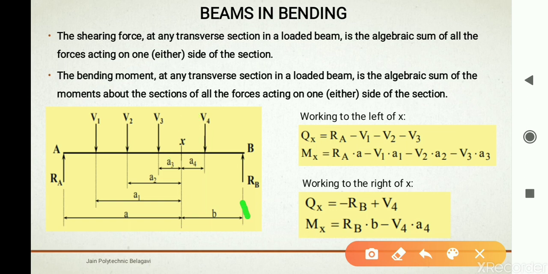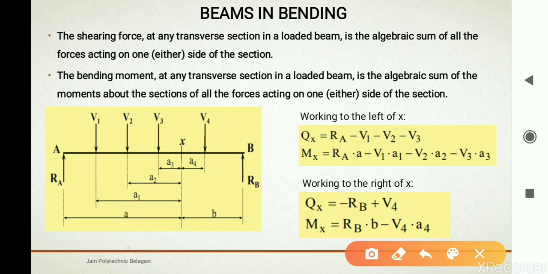Here this RB is going to rotate in anti-clockwise direction with respect to X, right? So here the sign convention is exactly opposite. Anti-clockwise moments were taken minus earlier, but here it is plus RB into B, because the perpendicular distance is B here, correct? So RB force into the perpendicular distance till X. So this is the perpendicular distance here.